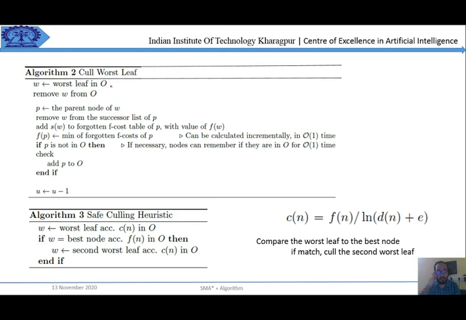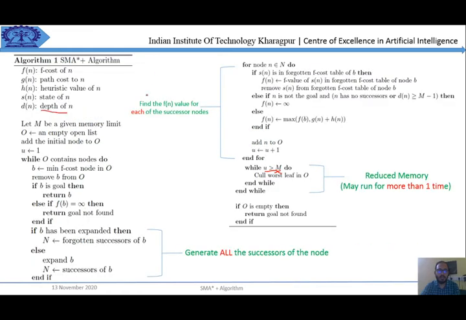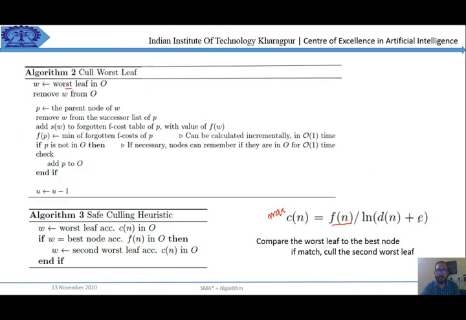This is the function that they are using while culling, and they will use the worst leaf first from this particular safe culling heuristic. This is the equation that they are suggesting. They will find a leaf node having the maximum cn value. Here fn is the value, dn is the depth of n from the starting node, and e is Euler's number. They will find the leaf node having the maximum cn and compare it with the best fn below the base node, and if the two match, they will cull the second worst leaf of cn. That is, if c1 is the highest one, then cull c2 if this condition matches.